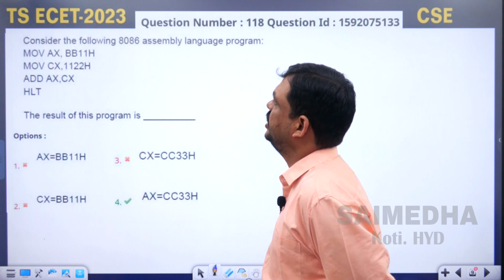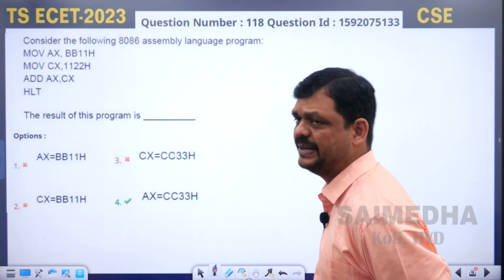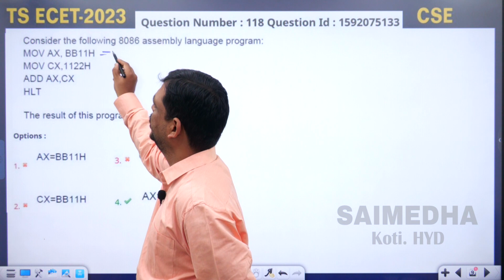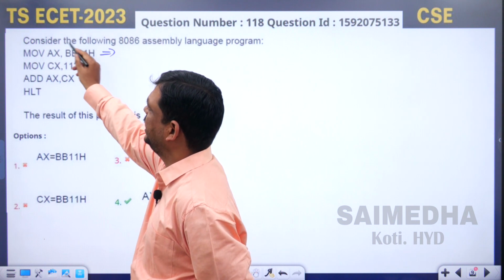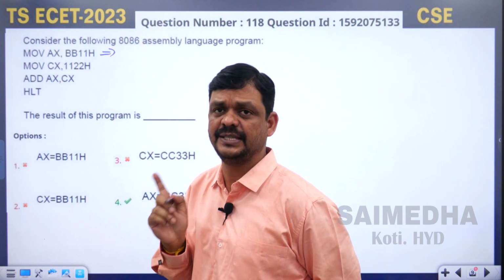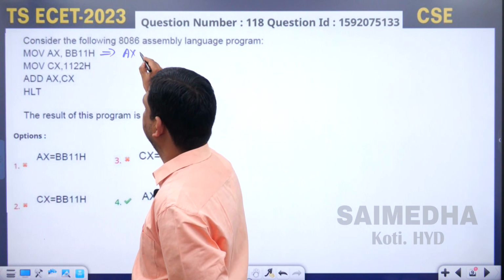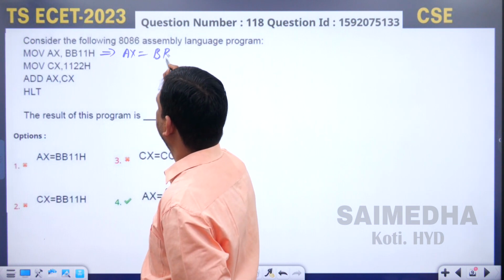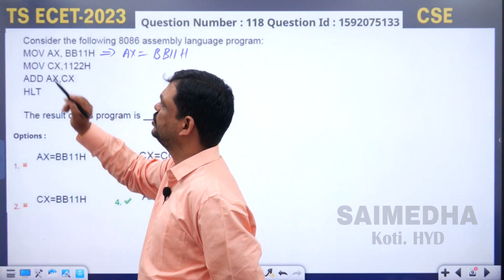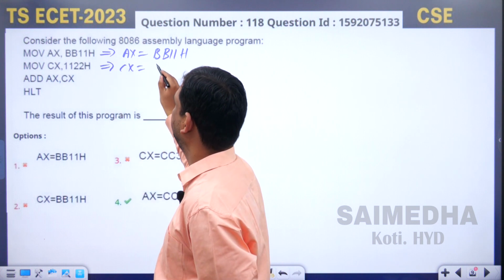This is another question. Consider the following 8086 assembly language program. It is a simple program here. MOV AX, BB11H is there. Whatever this data is, it is directly stored into the AX register. It comes under immediate addressing mode because no symbols are mentioned here. So the AX register data is BB11H. And later 1122H is moved into the CX register. So after execution of this instruction, what does the CX register data become here?